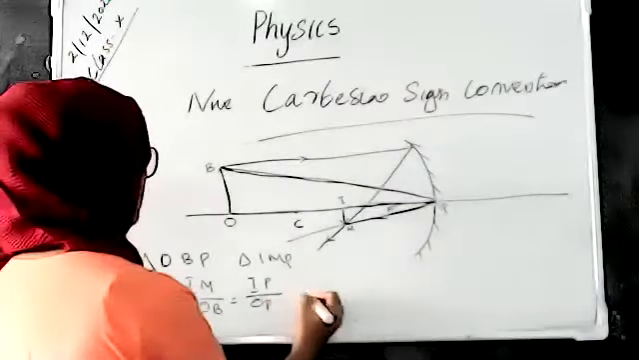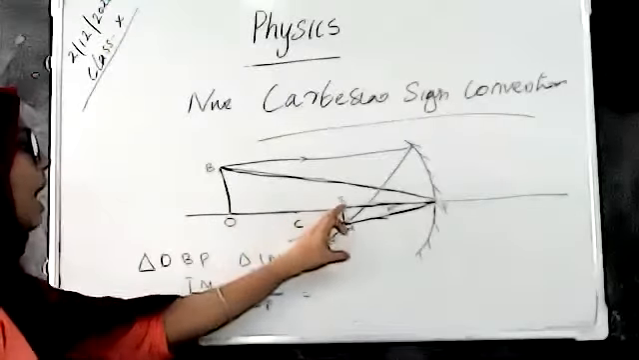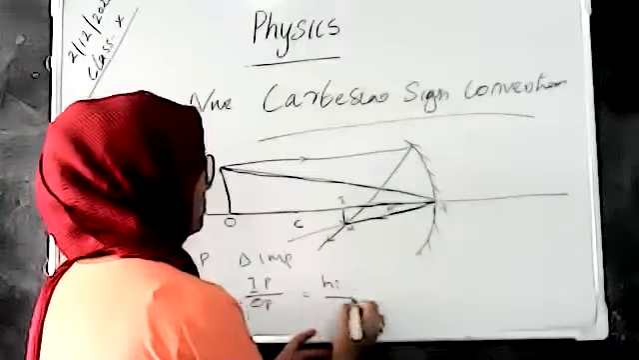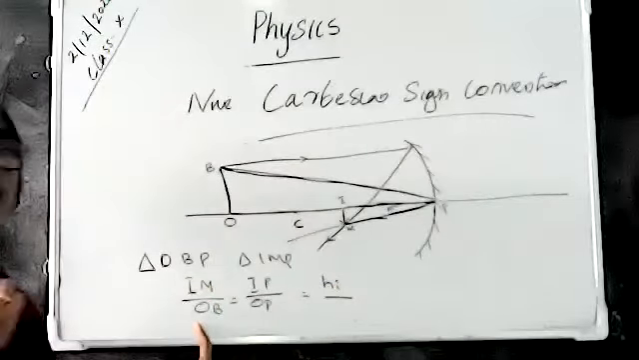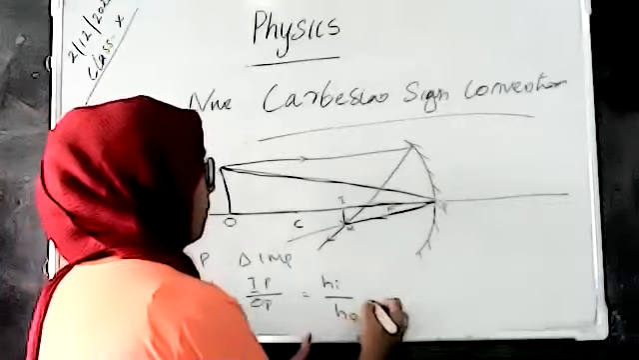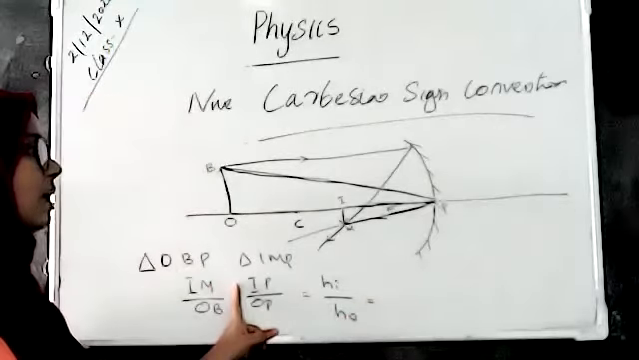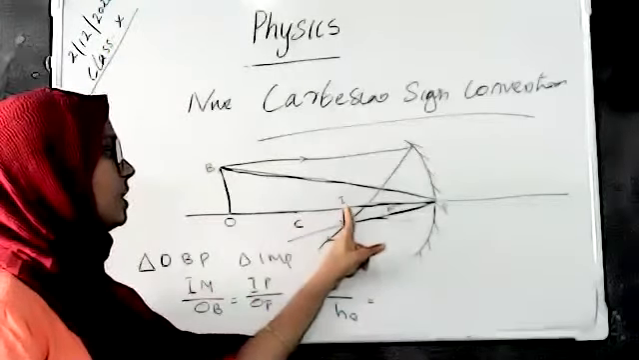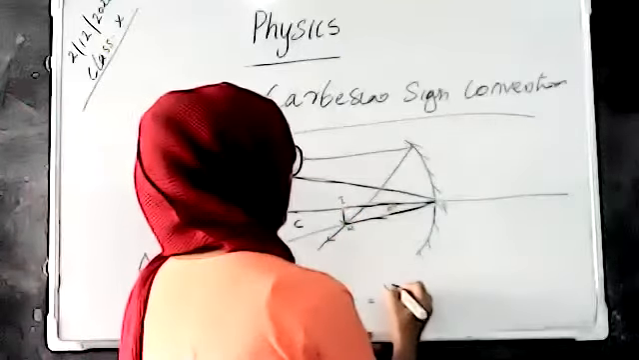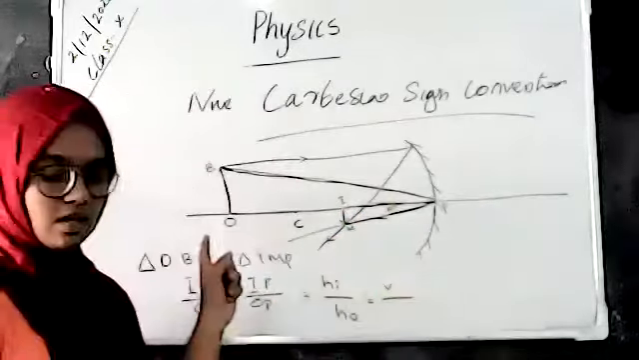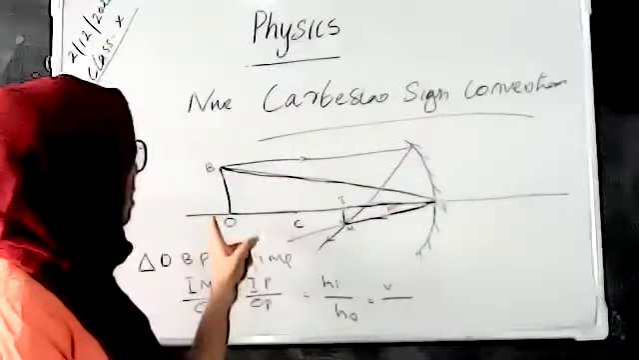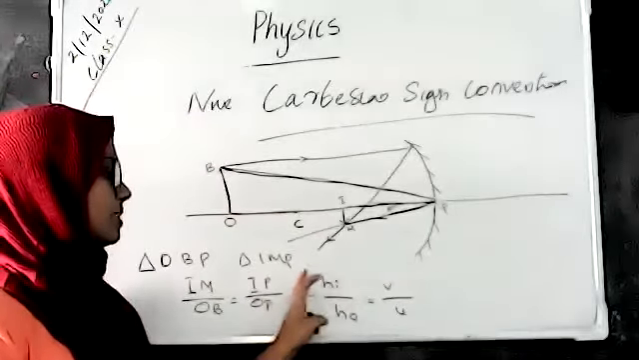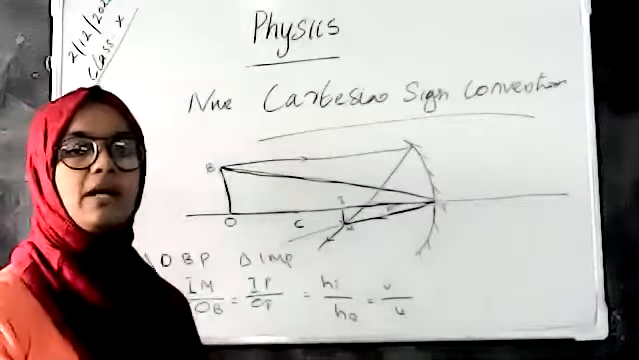And here IM is taken as the height of the image, that is HI. And OB is taken as the height of the object, that is HO. And IP is taken as the distance of the image from the mirror, and that is V. And the distance of the object from the mirror, that is U. That is, HI by HO is equal to V by U.